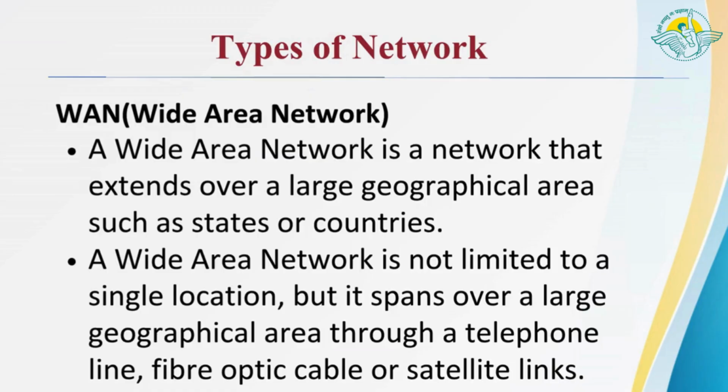A wide area network is a network that extends over a large geographical area, such as cities or countries or continents. Students, how do we connect these devices? A wide area network spans a large geographical area and uses telephone lines, fiber optic cables, and also satellite links. Here you can see an example, a diagram of WAN, where different LANs, LAN 1, LAN 2, LAN 3 are connected with MAN, creating a WAN.